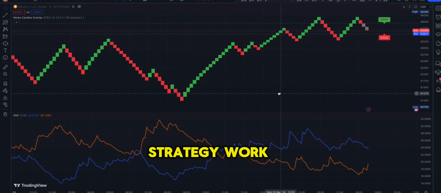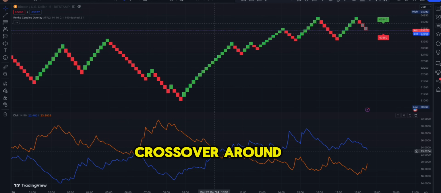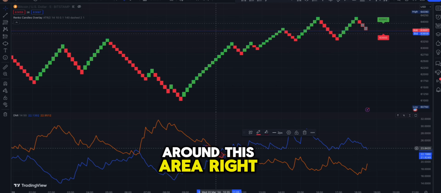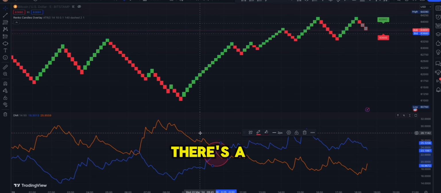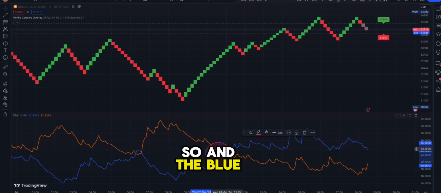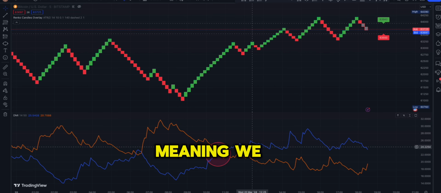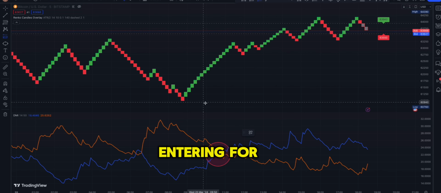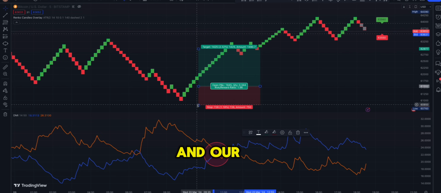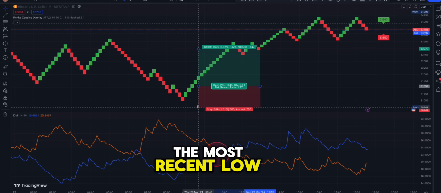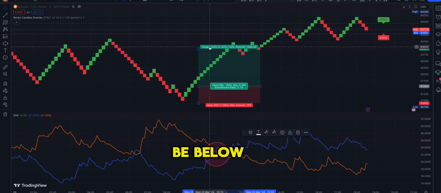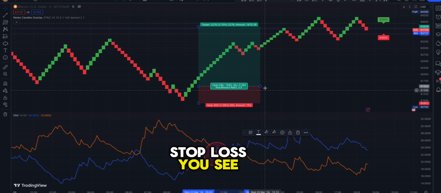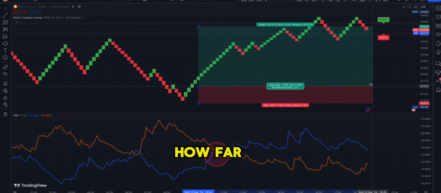So how does this strategy work here? We can see a crossover around this side. We can see a crossover around this area, right? There's a crossover around this area, and the blue line crossover around this area, meaning we should be entering for a buy position. It means we should be entering for a long position, and our stop loss can just be below the most recent low. Our take profit can be open or 2 times our stop loss. You see how it went, how far the market went.